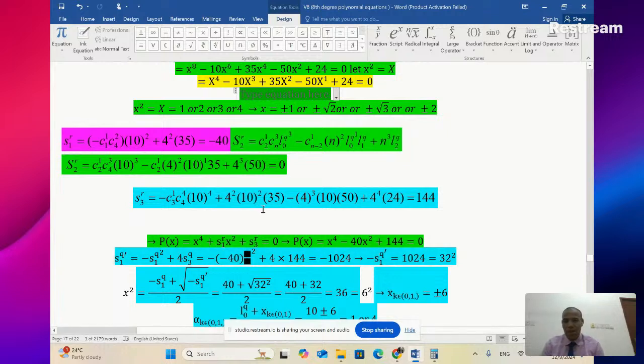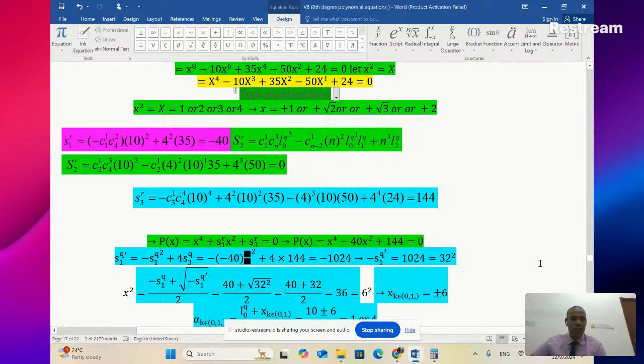Okay. Now I will write P of x equals x to the 4 plus S1, S1 is negative 40, plus S3, which is equal to 144. The S2 is no need because it's going to be equal to 0. Okay, we can write here minus S2 multiplied by x, but S2 is going to be equal to 0. Therefore, now x raised to the power 4 minus 40x squared plus 144 equals 0.